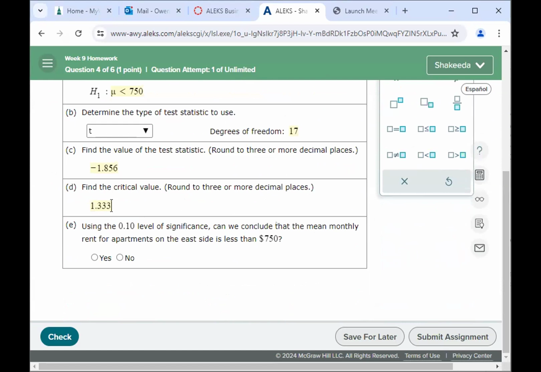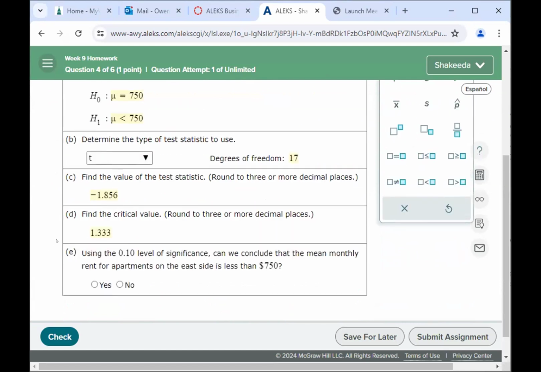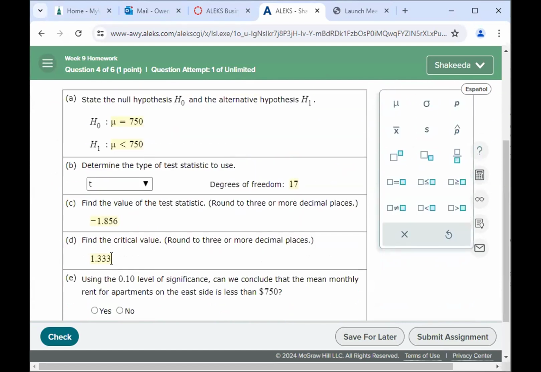Okay, so using this significance, we can conclude that the mean monthly requirement is less than 750. So here we're doing it this way. Sorry, I have to write this out. That's going to be negative 1.856 is less than the critical value, which is 1.33. Oh, so it actually tells you if you put it in there yourself. So it's true.